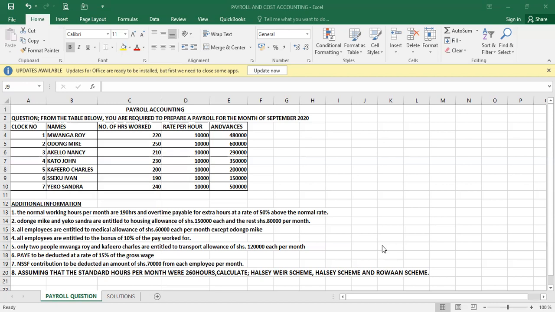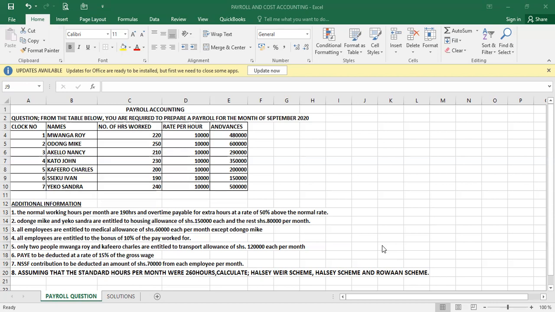Then the fourth one is saying all employees are entitled to a bonus of 10% of the pay worked for. If they say 10% of the pay worked for, it means it is the amount of money they have actually earned, meaning it will be the normal pay, then the overtime pay. What they got in terms of the basic pay, what they got in terms of the overtime, we add them, we take 10% of it.